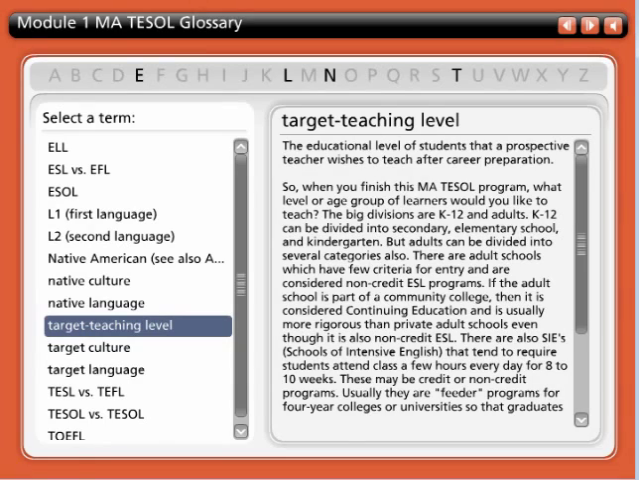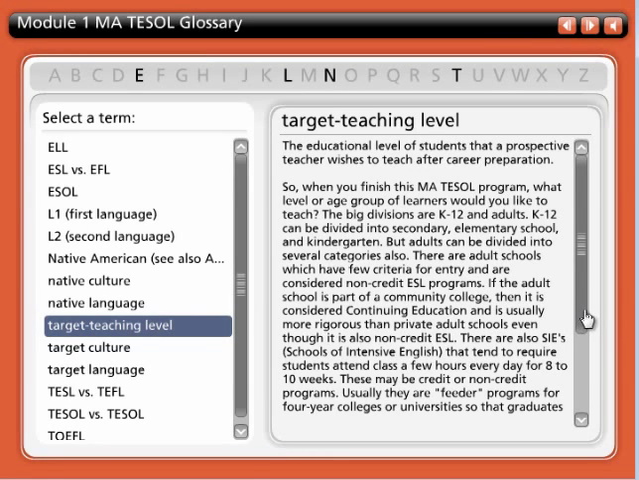K through 12, of course, can be divided into secondary and elementary schools and kindergarten. But adults are divided into several categories also. There are adult schools which have few criteria for entry and are considered non-credit ESL programs. If the adult school is part of a community college, then it is considered continuing education and is usually more rigorous than private adult schools, even though it also is non-credit ESL.